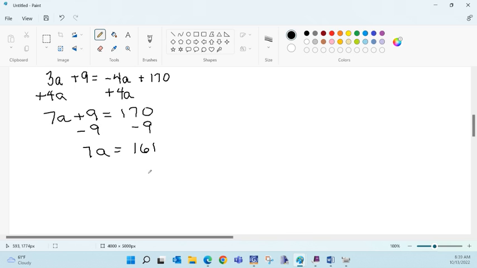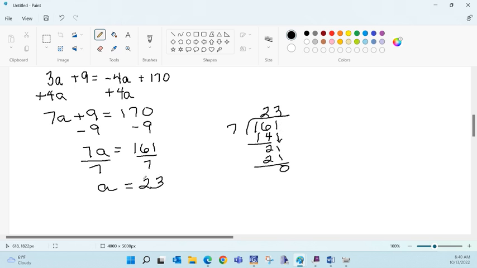Okay, and then we divide by 7. Divide by 7. So 161 divided by 7. I'm going to show the work just to help those who need it. So this would be a 2, and then 14. 14, and 2. 2, bring down the 1. 3. So a equals 23. Please make sure when you do these that you indicate your answer.